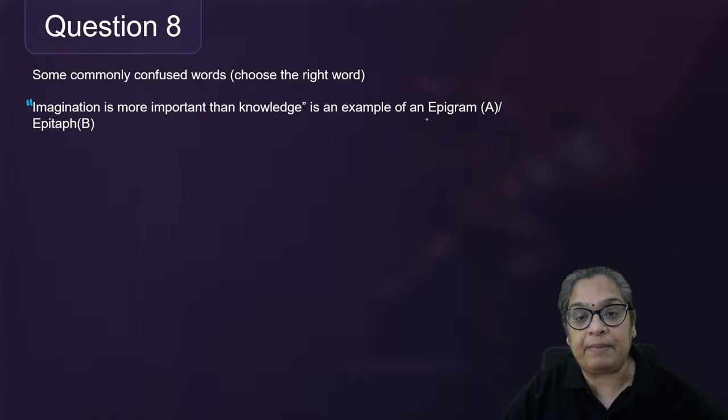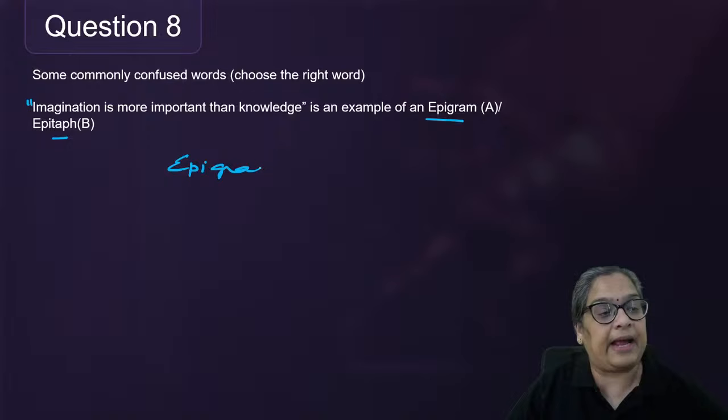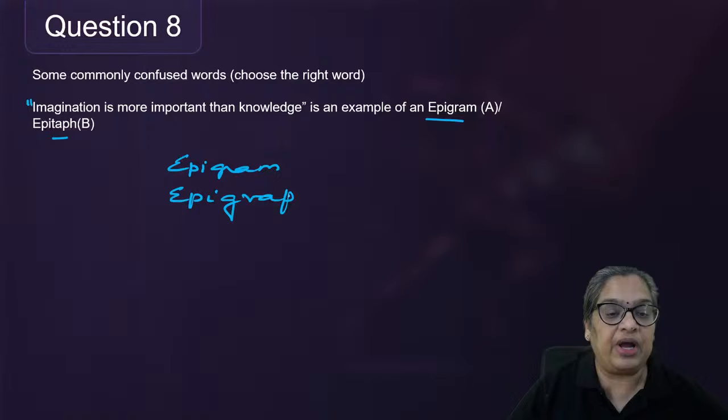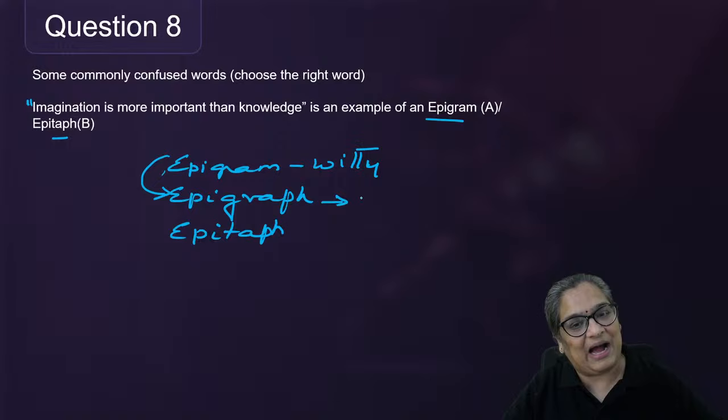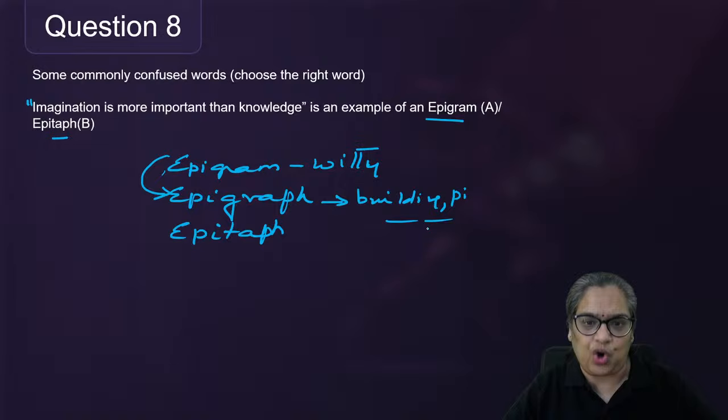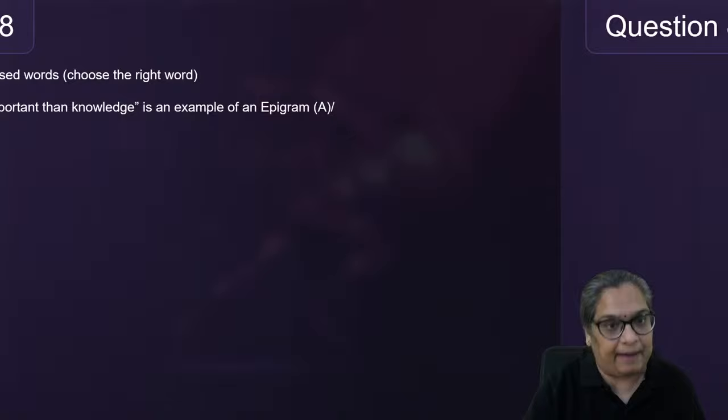Now, you have three words starting with epi: epigram, epigraph, and epitaph. All right. Any witty saying is an epigram. Epigrams are used as epigraphs when they are used in buildings or on pictures or used as inscriptions on some wall. All right. And when it is used on a gravestone, it's called an epitaph. All right. So this imagination is more important than knowledge is an example of an epigram. The next question, you will get it easily.